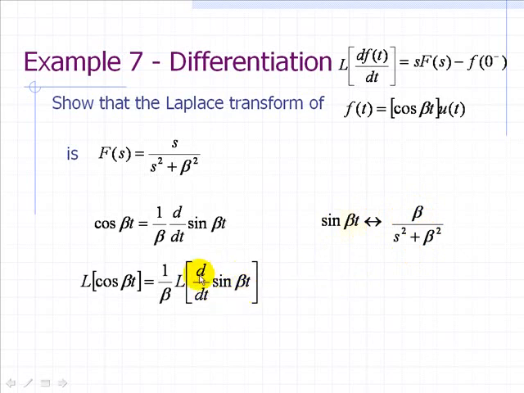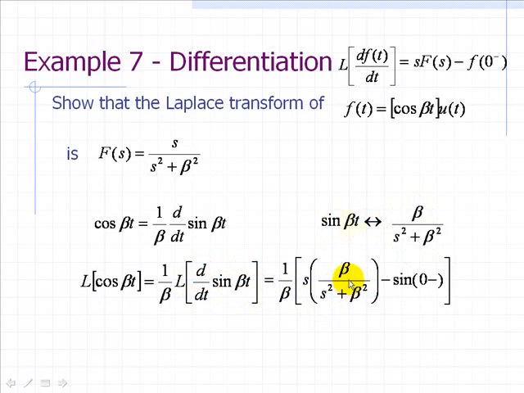And we know that d dt has an operation of s. So there's our s. We multiply beta over s squared plus beta squared, the Laplace transform for sine, by s, minus the initial condition when t is 0. But this expression here is just 0. That leaves the betas canceling, and that leaves s in the numerator, resulting in this expression. So that's our differentiation property.